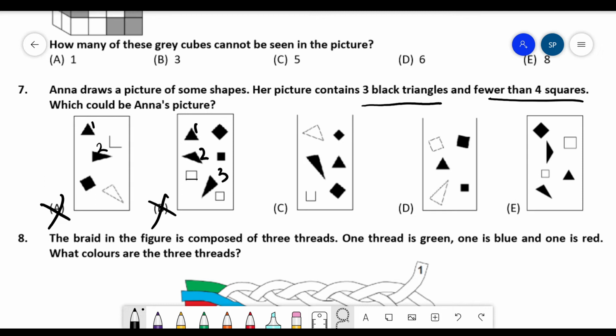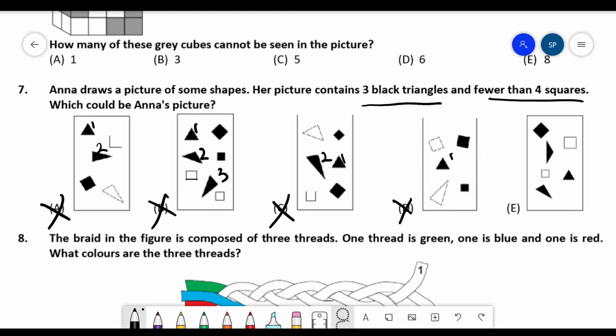C. See, there's 1 triangle, 2 triangles. There is a 3rd triangle, but the 3rd triangle is dotted, not black. It's wrong. D. In D, there's only 1 triangle, and the 2nd triangle is dotted, and there's not even 3 triangles, so D is wrong.